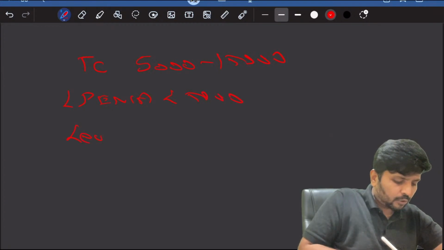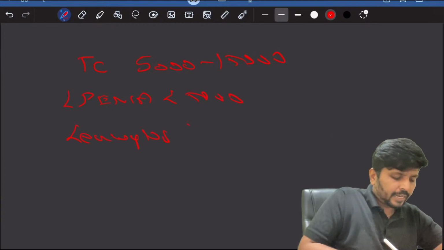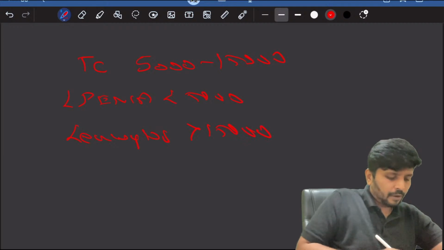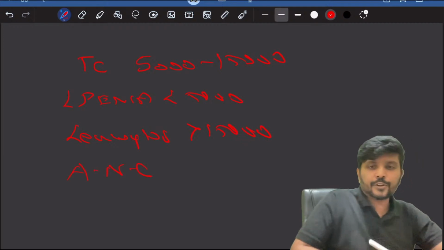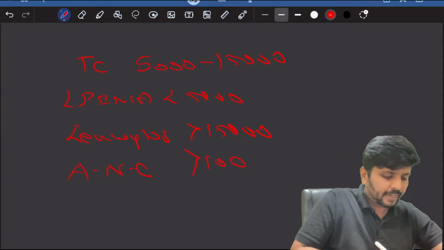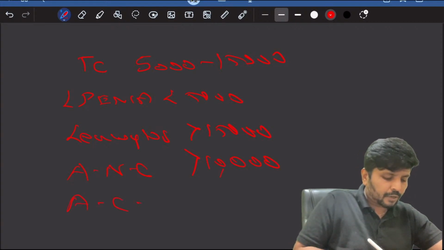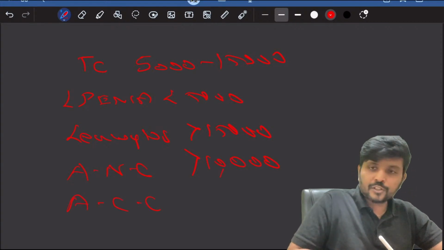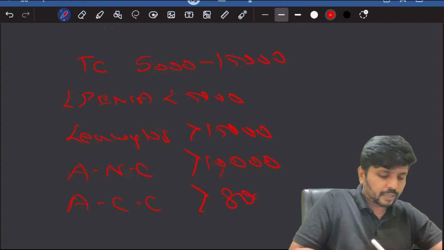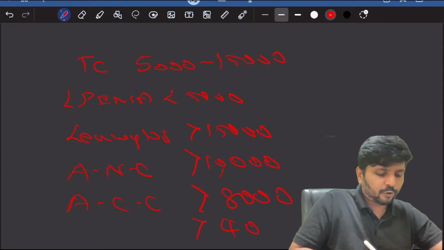What is leukocytosis? It is more than 15,000. What is meant by increased absolute neutrophil count? More than 10,000 per cubic millimeter. What do you mean by absolute lymphocytosis? For children, more than 8,000. For adolescents, more than 4,000.